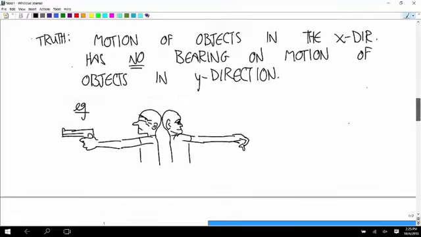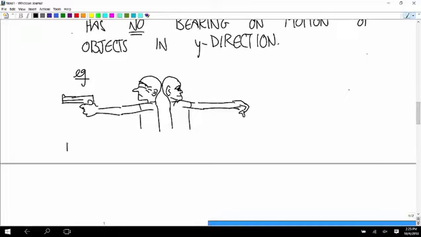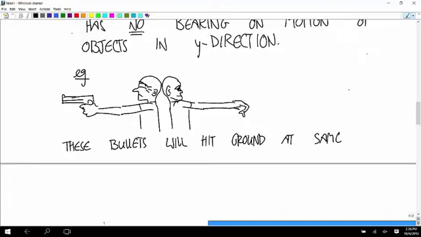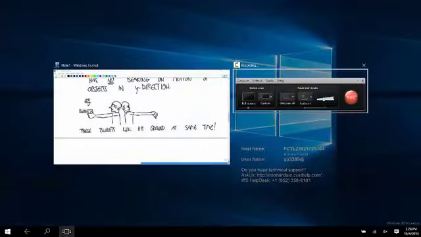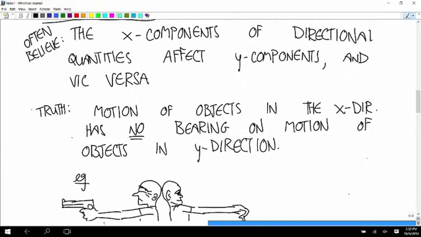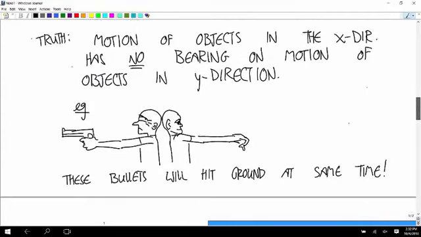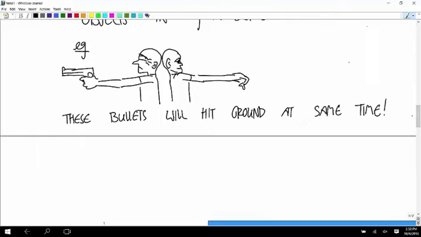So these bullets will hit the ground at the same time. Right. So let's watch this video because I know you don't believe what the math says about it. See if we can identify what it is about the math that says these two are going to be the same.